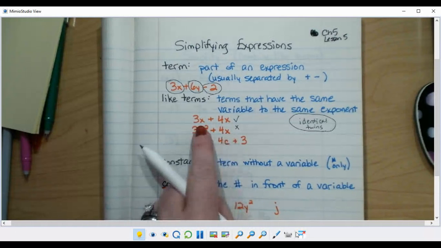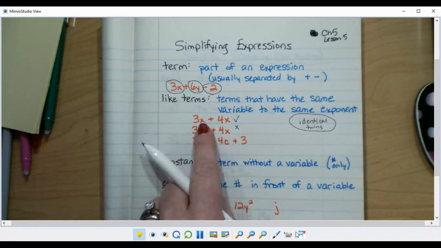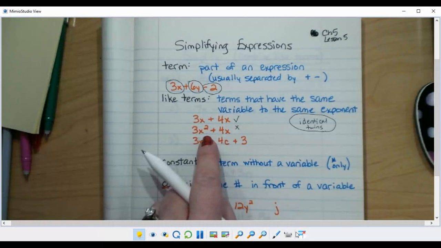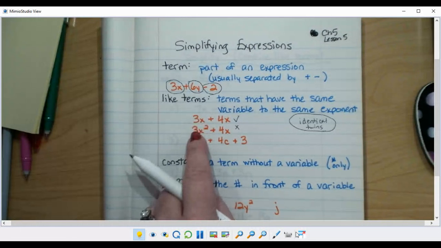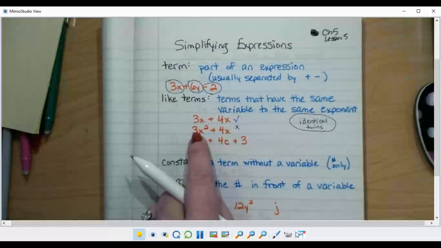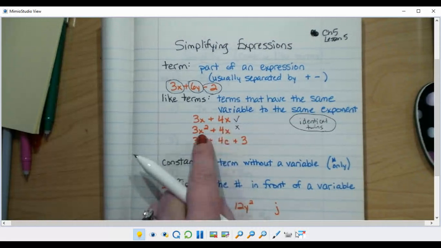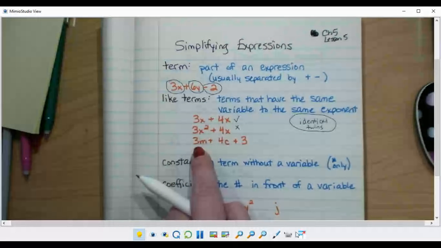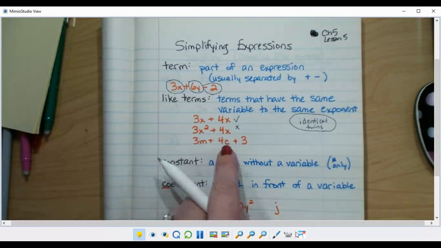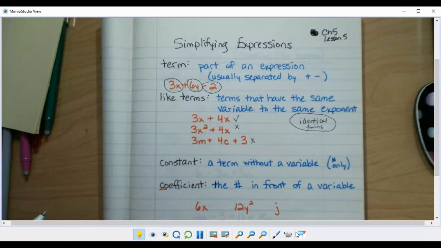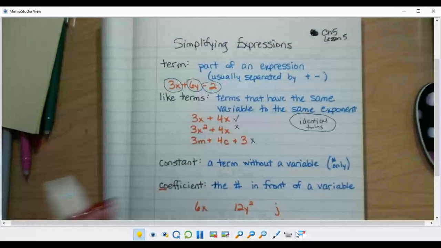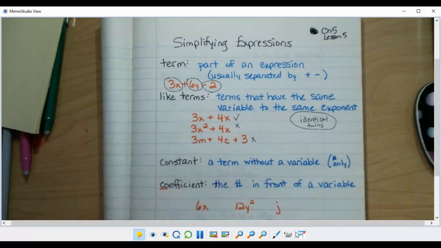And if I use my twins example, these would be twins. These would just be siblings because they're not exactly the same. They're close. They're the same family, but they're not exactly the same. The number in front has nothing to do with being like terms or not being like terms. For this, we're only looking at the variables. Then we get to my last example, 3m plus 4c plus 3. There is absolutely nothing about this that's the same. So that is as simple as it can go. I cannot combine any of these terms because nothing's the same.